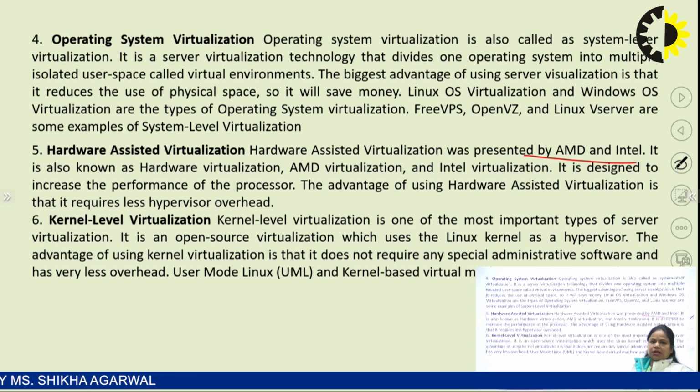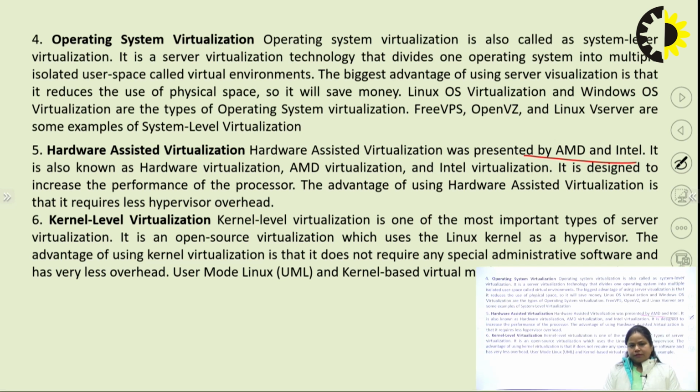The next is kernel level. The kernel level is the most important type of server virtualization, in which we use Linux kernels as hypervisors. The advantage of kernel virtualization is that it does not require any special administration software, due to which we have less overhead. A user can run Linux, and kernel-based virtual machines are the best example, because we create small kernels so that we can easily execute the data.